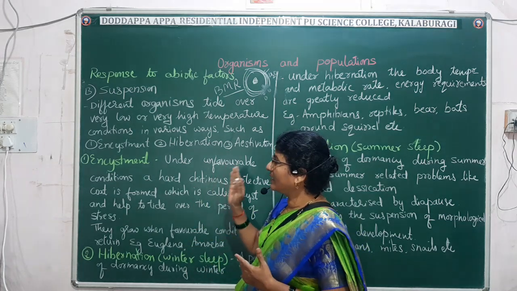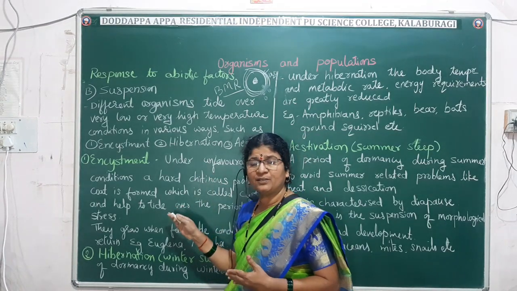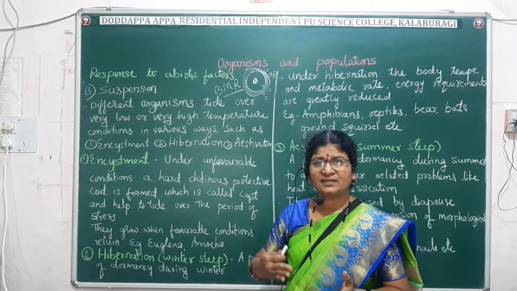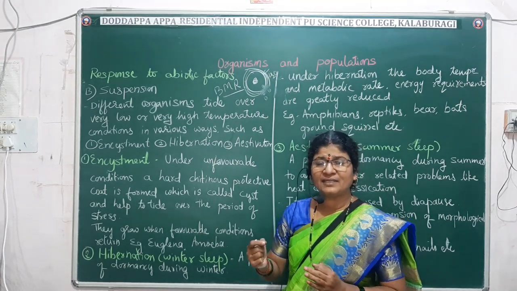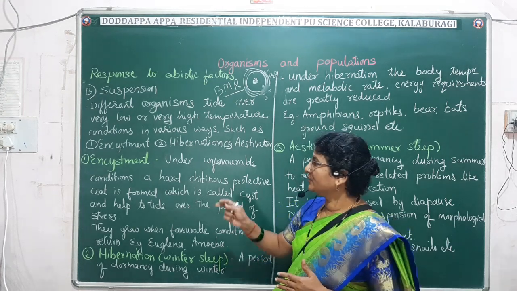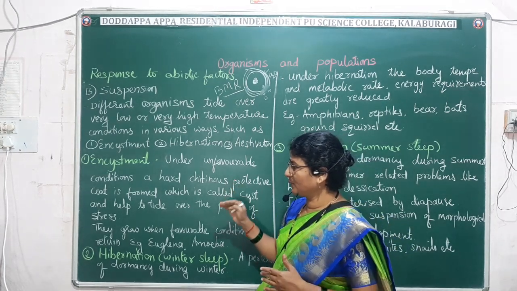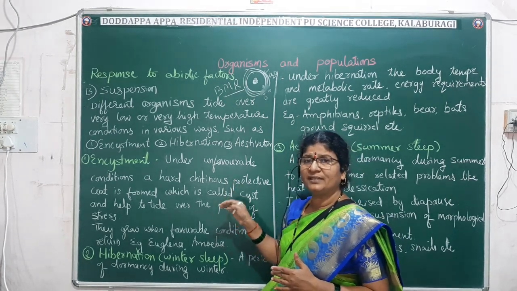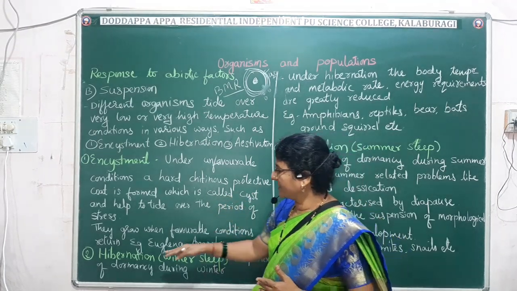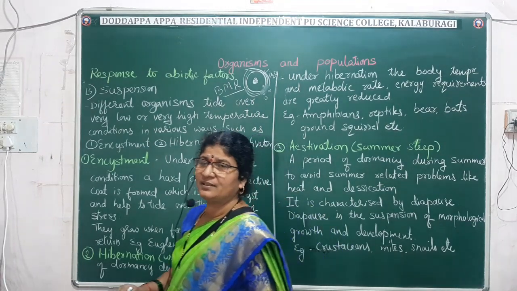So this is also one method to tide over the harsh conditions of nature. Harsh conditions mainly include the high temperature and the scarcity of water. This is one method which we usually see in Euglena, amoeba and bacteria. Okay. So the next one is the hibernation.